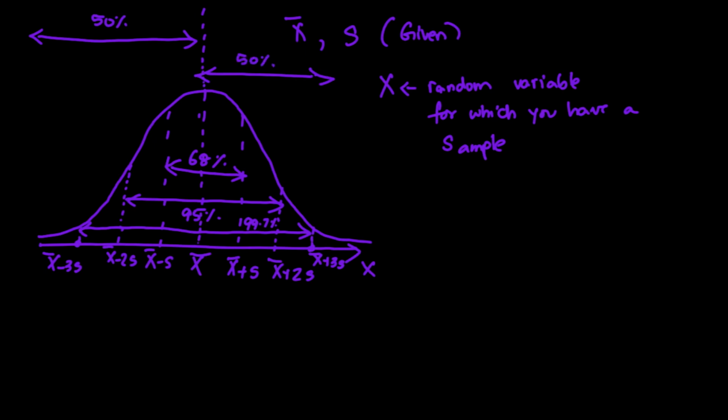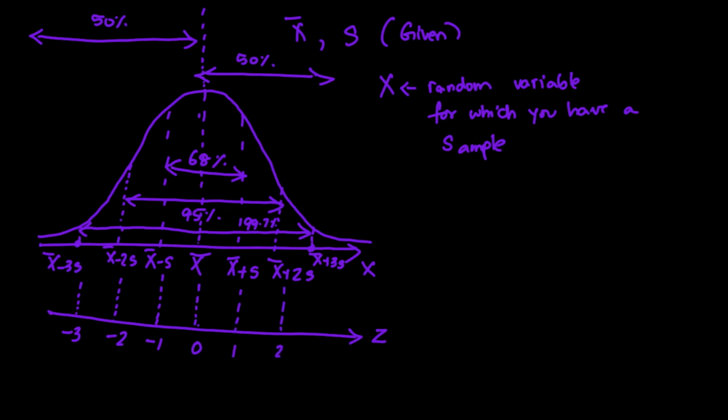If you convert each of these observations to z-scores, you will find that the z-score of x bar minus 3s is negative 3, the z-score of x bar minus 2s is negative 2, the z-score of x bar minus s is negative 1, the z-score of x bar is 0, and then it is 1, 2, and 3.